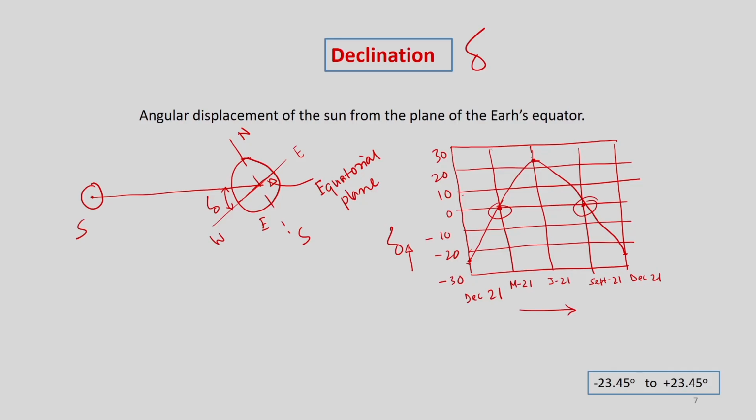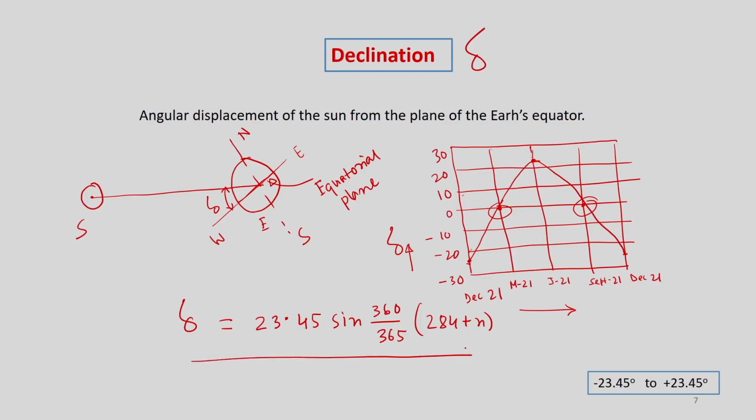So, if we have to find out the declination of any day, we can calculate it by using delta equals 23.45 sine of 360 by 365, then 284 plus n. N is the nth day of the year. Okay. So, we can use this plot, or we can calculate by using this delta if we know which date we are doing the calculation for. So, n is the nth day of the year.